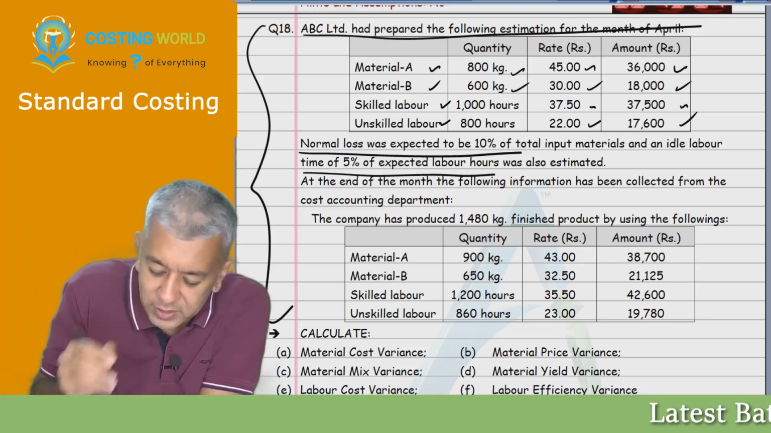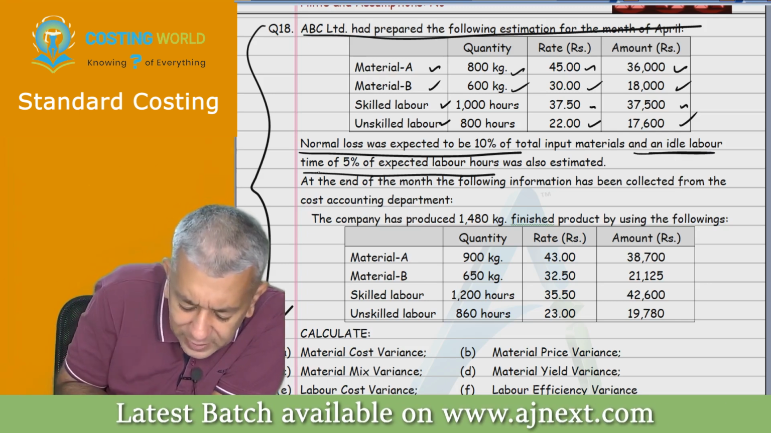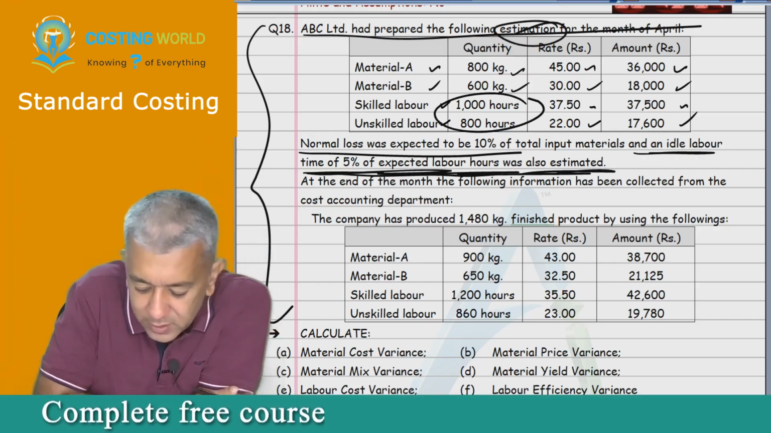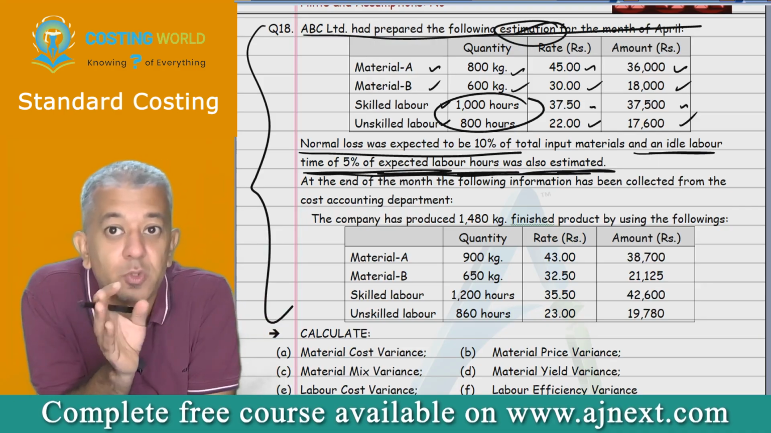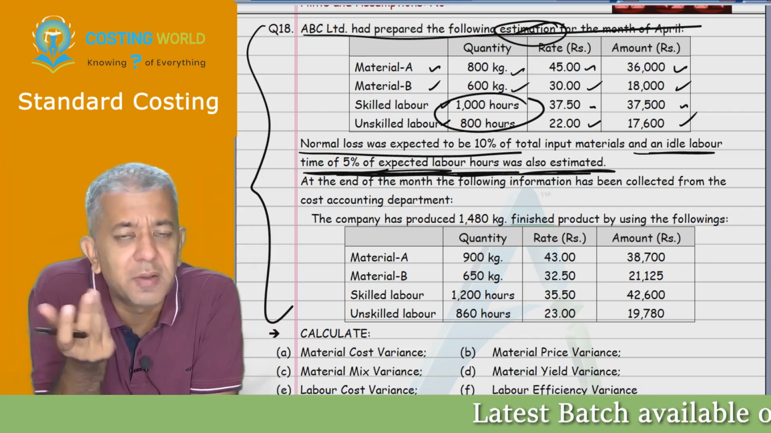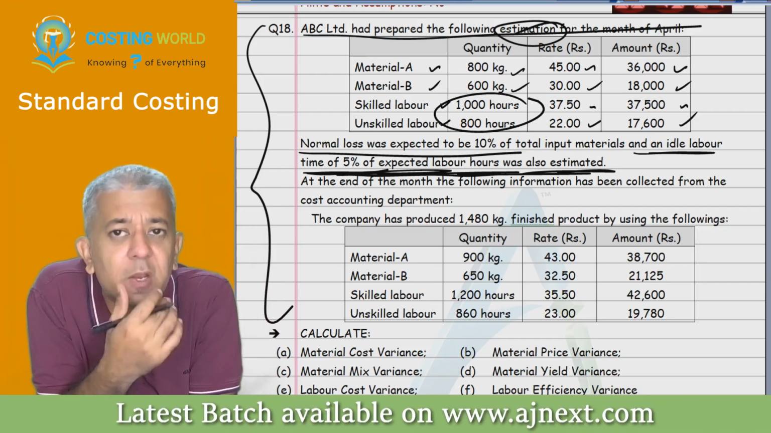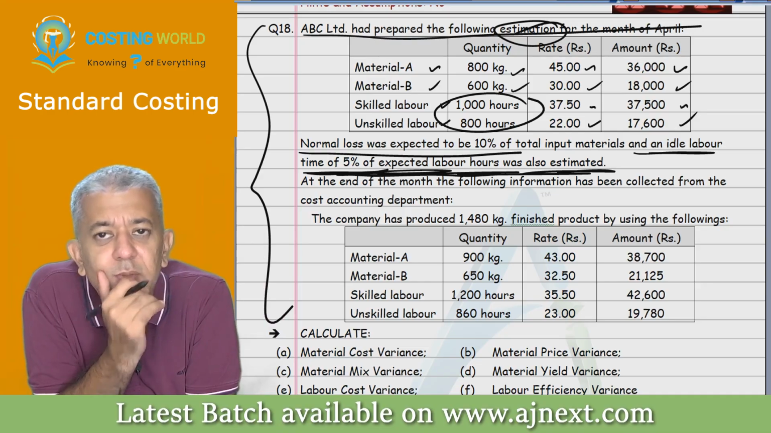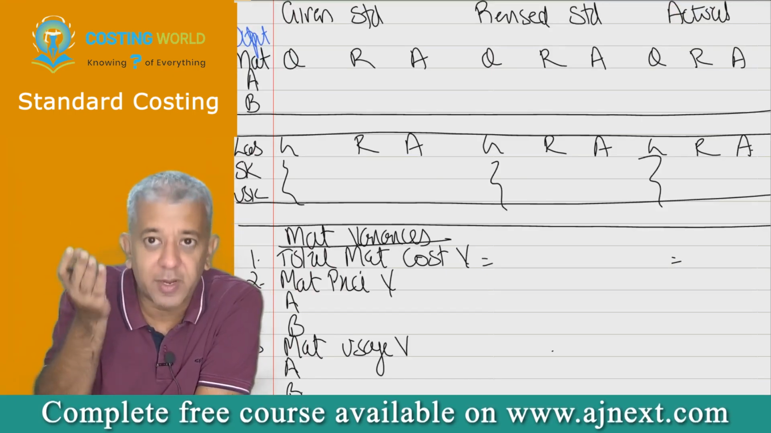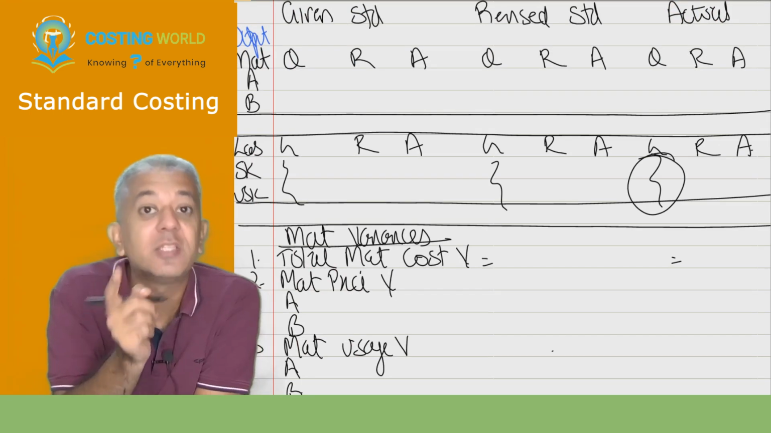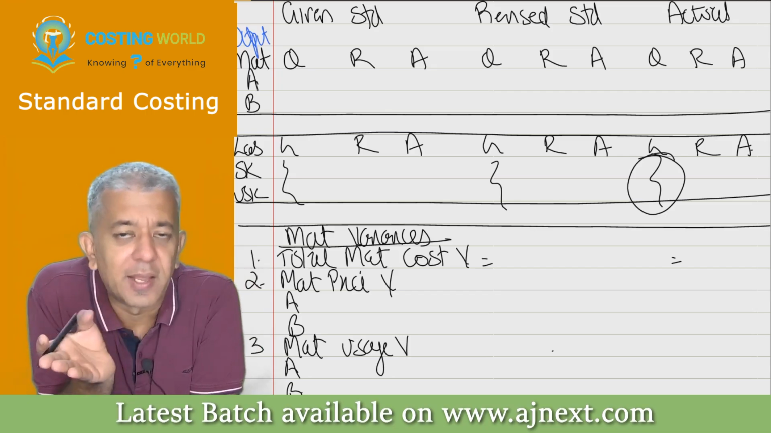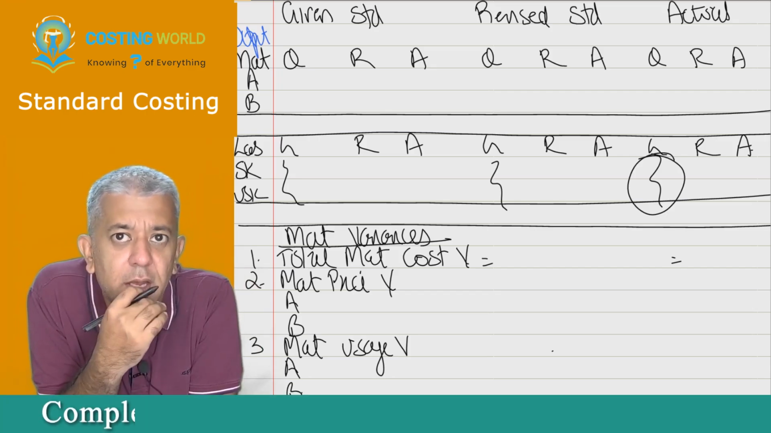Now, they are saying that an idle time of 5% of expected labor hours, these are the expected labor hours, was also estimated. So, in this, there is a normal idle time of 5%. If there is, it is okay. In fact, in standard hours, normal idle time should always be there, no? Beta, these particular hours always include normal idle time. That is what I told you. Although actual data also contains one extra time, which is abnormal idle time. For that we compute our variance, that is the labor idle time variance.